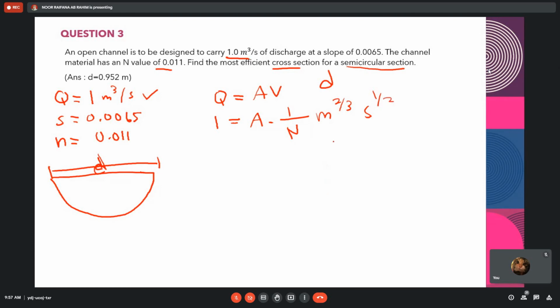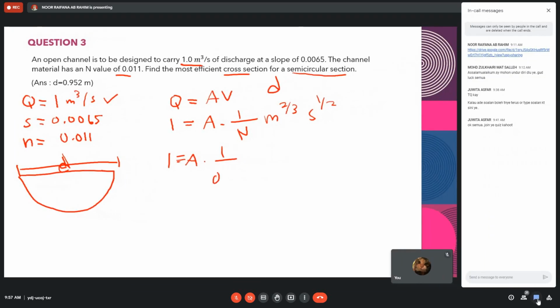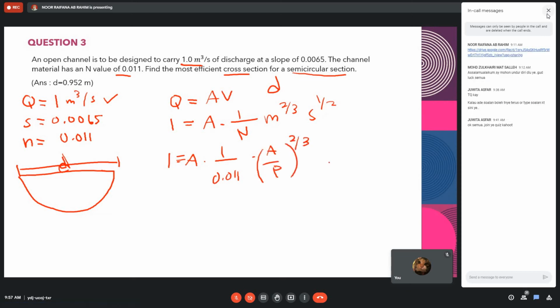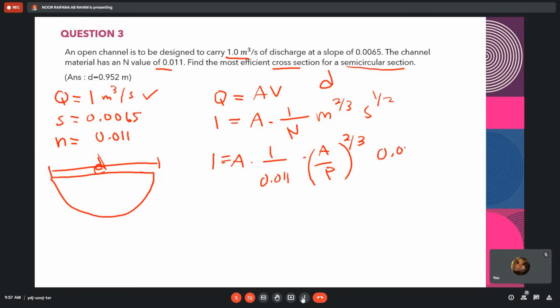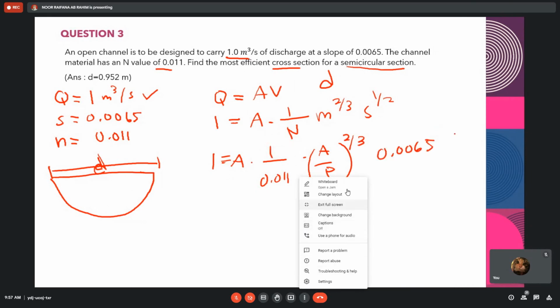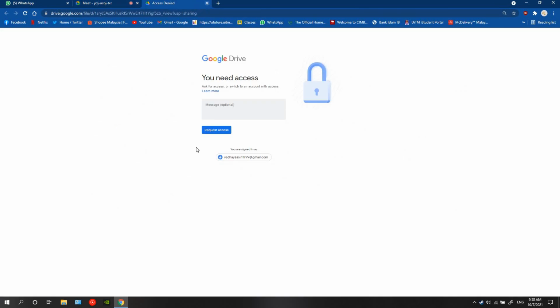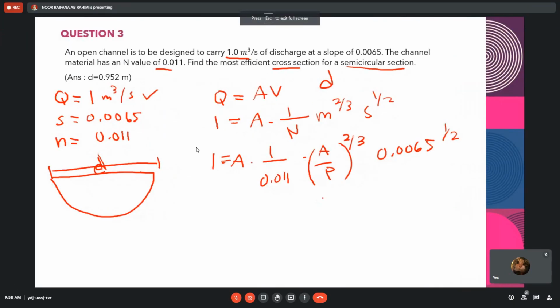Okay, kat sini ada banyak unknown. Kita ada M. S dah bagi. So M, kita tahu M is equal to, kita masukkan value n 0.011 times M is equal to A over P. Yeah? So 2 over 3, S is 0.0095, 1 over 2. Okay, so sekarang ada dua unknown. Jadi sekarang kita simplifykan equation ni.